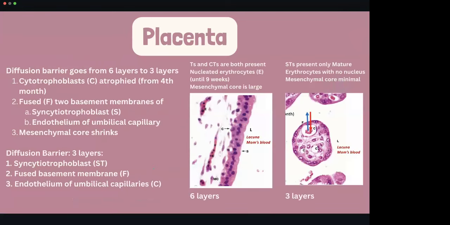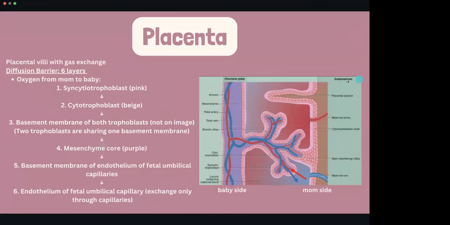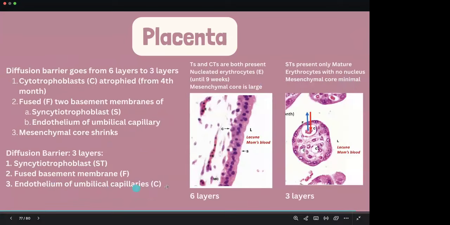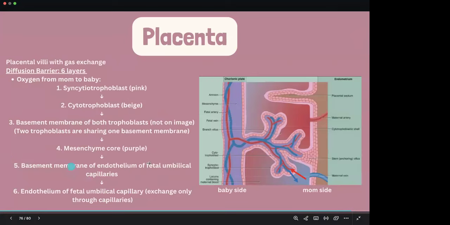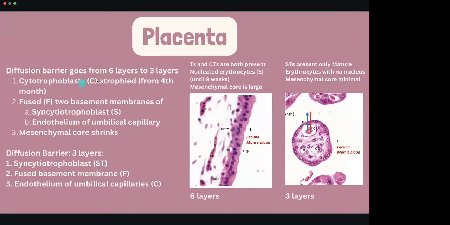Now it was originally 6 layers. Now it's going to be 3 layers. The syncytiotrophoblast, the fused basement membrane of the 2 trophoblasts that we mentioned here, and the endothelium of the umbilical capillaries. So we skipped this basement membrane part, and the mesenchyme shrinks, by the way. So again, the cytotrophoblasts atrophy from the 4th month. The fused basement membranes of both trophoblasts and the mesenchymal core shrink. This is the 6 layers, and these are the 3 layers.